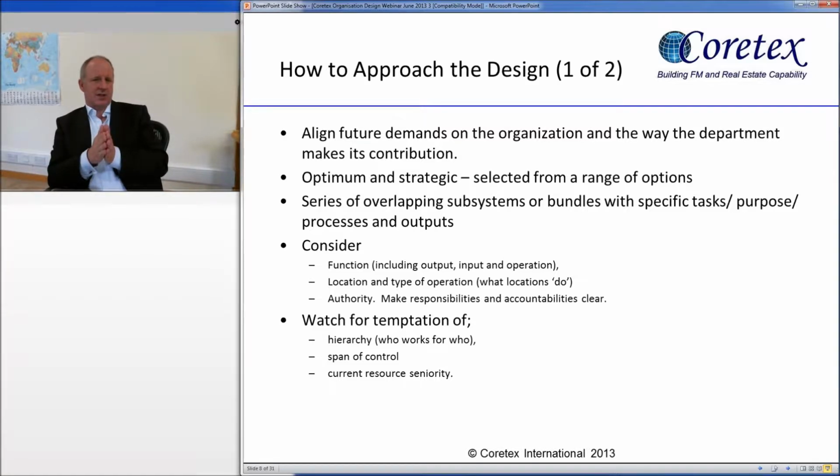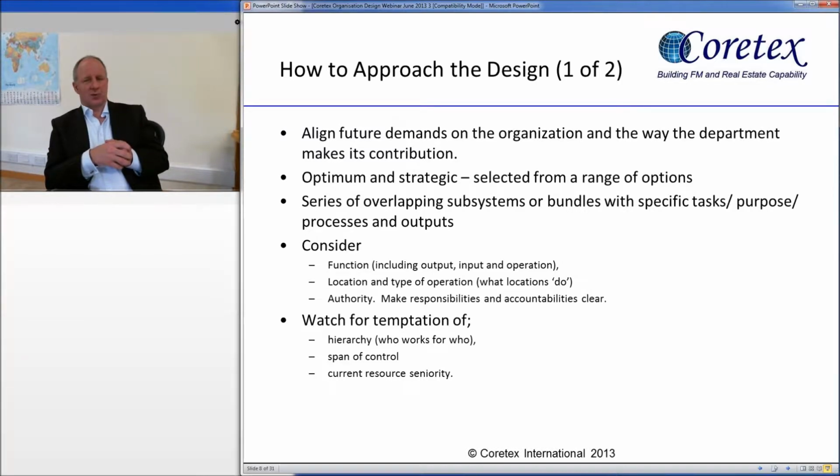So maybe thinking about the organization in a different way would help to think about how you can trust people lower down or in less senior parts of the organization to make decisions. And an organization review would help with that.